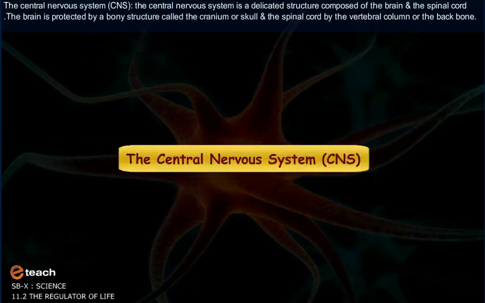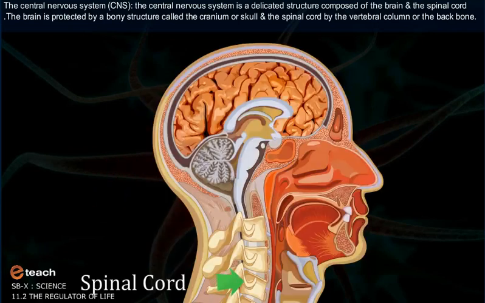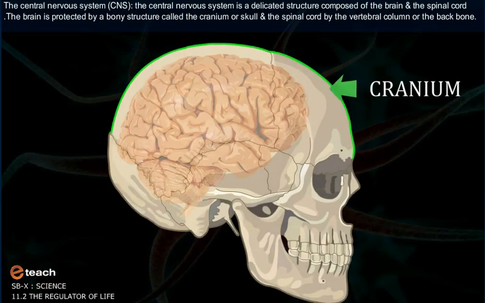The central nervous system or CNS. The central nervous system is a delicate structure composed of the brain and the spinal cord. The brain is protected by a bony structure called the cranium or skull, and the spinal cord by the vertebral column or the backbone.